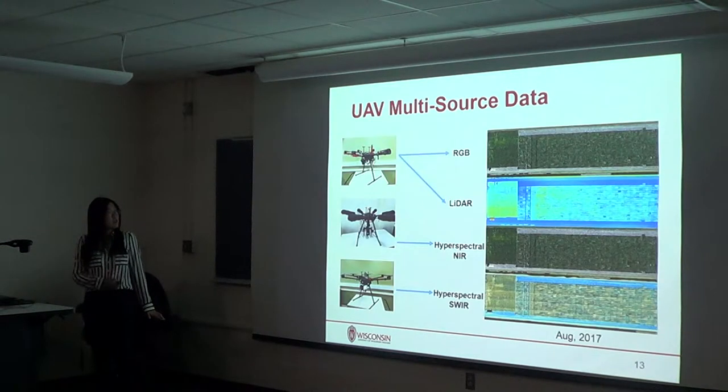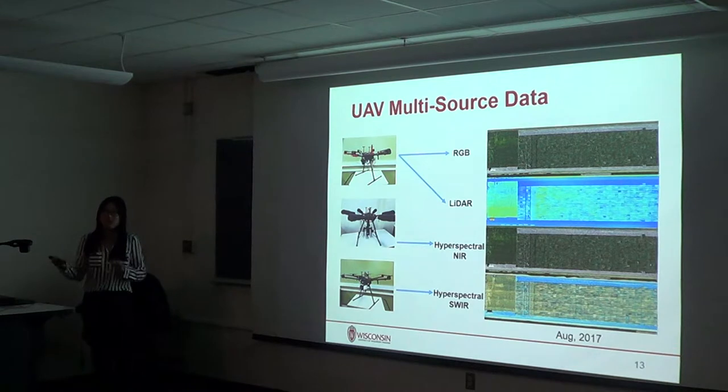This is an example of how we pre-process such data. We can have RGB, LiDAR, and hyperspectral covering different wavelength ranges. Now that we have this data ready, we need to extract information from it and develop models for phenotypic trait prediction.